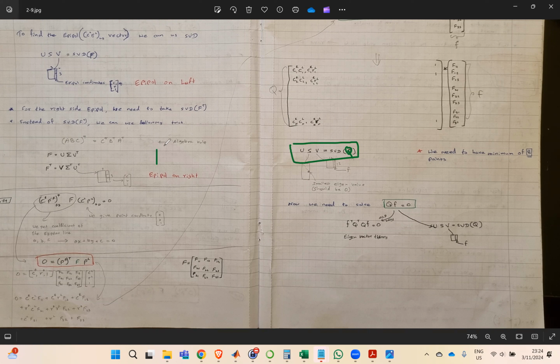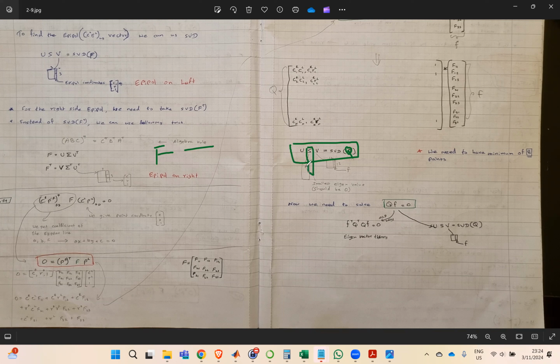Then the theory says F has one eigenvalue that is 0. So we will not take this guy's eigenvalue to 0. We need to take the SVD of F again. So I will need to draw it. Yeah, I made a small mistake.